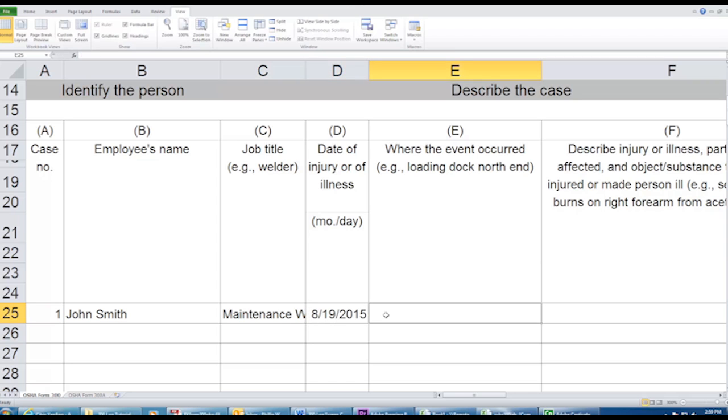So where in the premises was John Smith? Was he in the loading dock, the maintenance shop, or the warehouse? Where did it actually happen? Sometimes you may not know, especially if it's an exposure to something like carbon monoxide. It could have been everywhere inside the facility. In a case like that, where you can't nail down precisely where the person was, especially if it's everywhere, just put where he normally is. In this case, it's a maintenance shop.